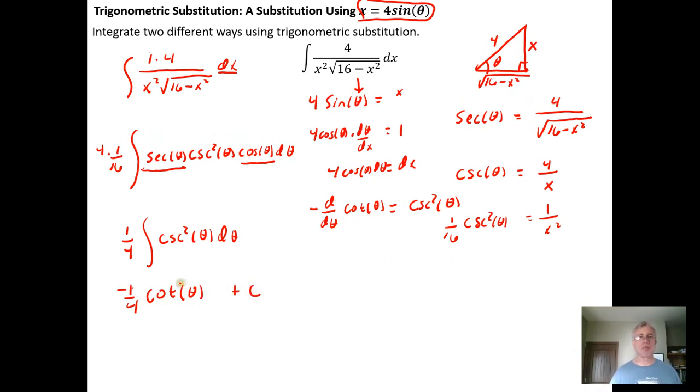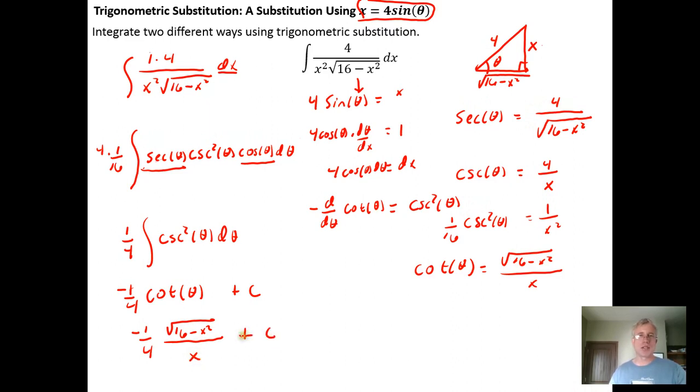And then what we need to do is convert back into rectangular world, because we started in rectangular world. So we go back to our triangle and say, hey, from this triangle, what does the cotangent of theta look like? Well, cotangent is going to be adjacent over opposite. So we make that replacement for cotangent. We say -1/4 times the adjacent over the opposite, plus our constant of integration. And we have found our integral. We're done at this point.